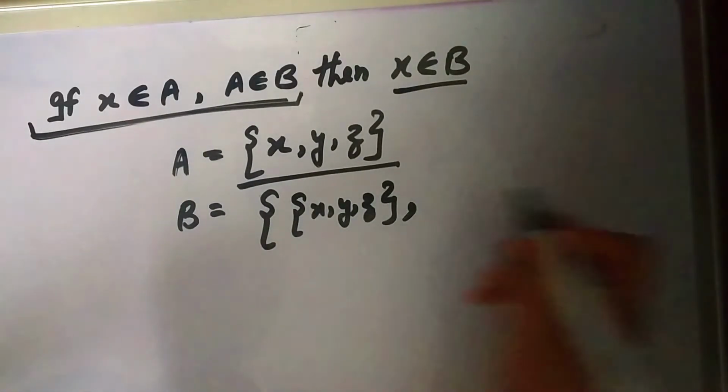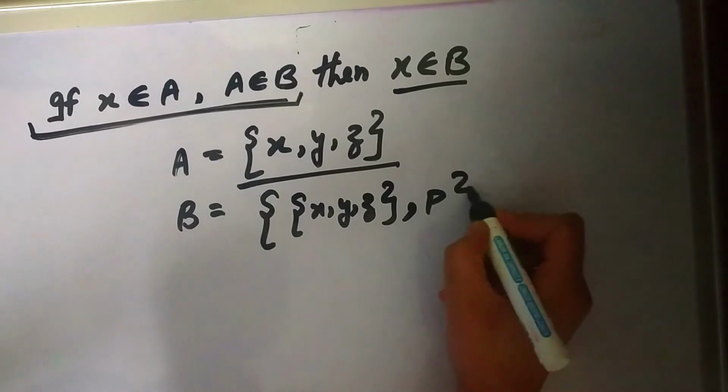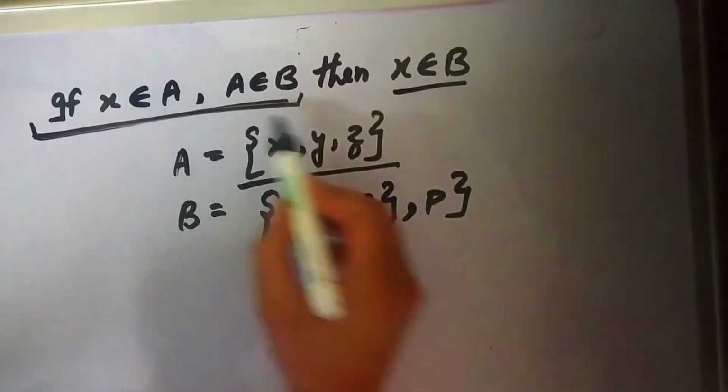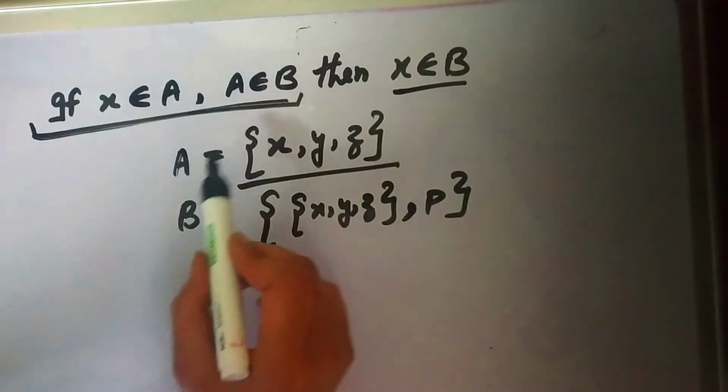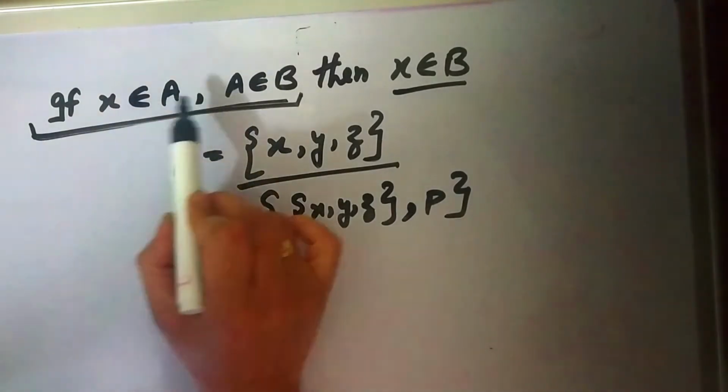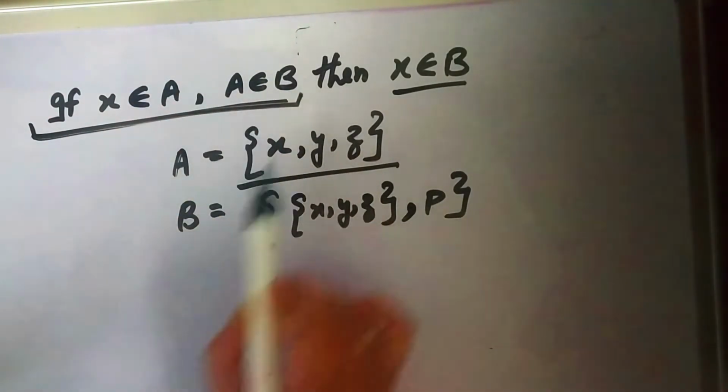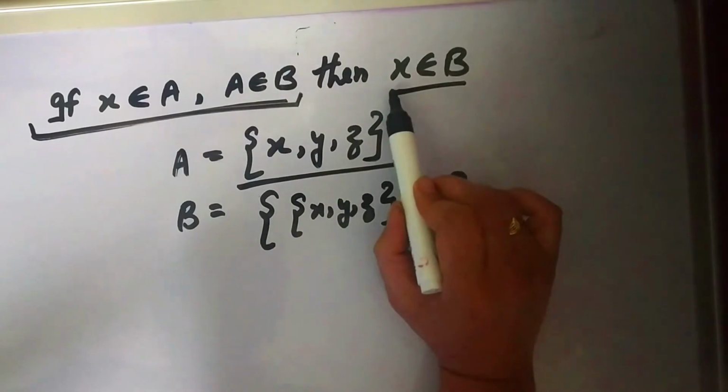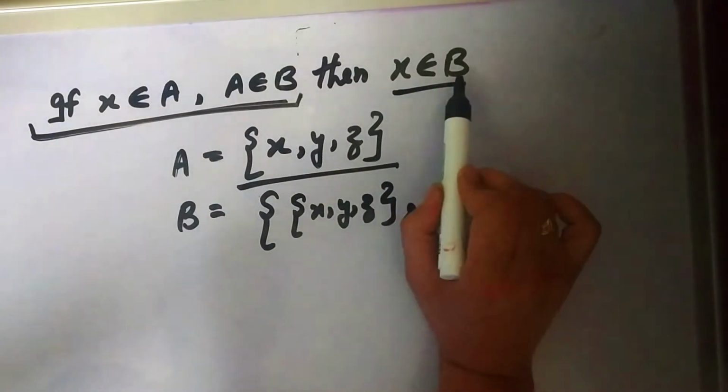Okay, and it may have any other element P or many more, but it's just reaching these two situations. So this is X belonging to A and this is A belonging to B. Now see, does X belong to B? Is X an element of B?